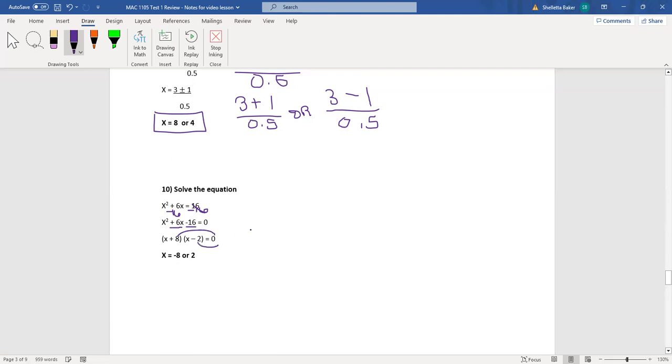Remember, to solve, we would set both of those factors equal to 0. So x plus 8 equals 0, or x minus 2 equals 0. And we want to solve both those equations. So we'll get x equals 2, or x equals negative 8.